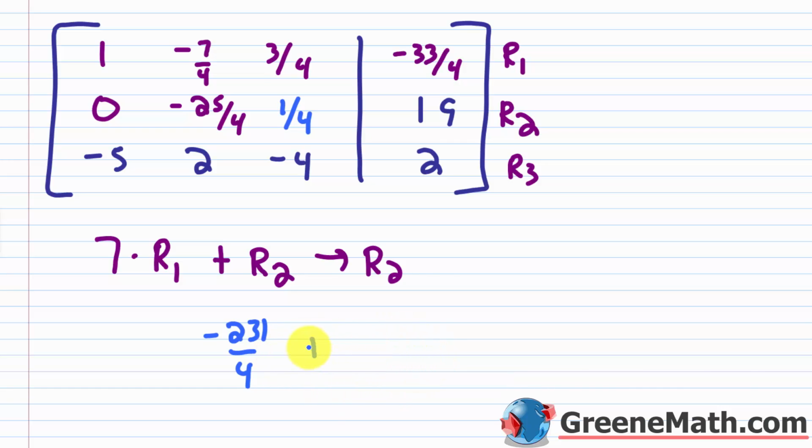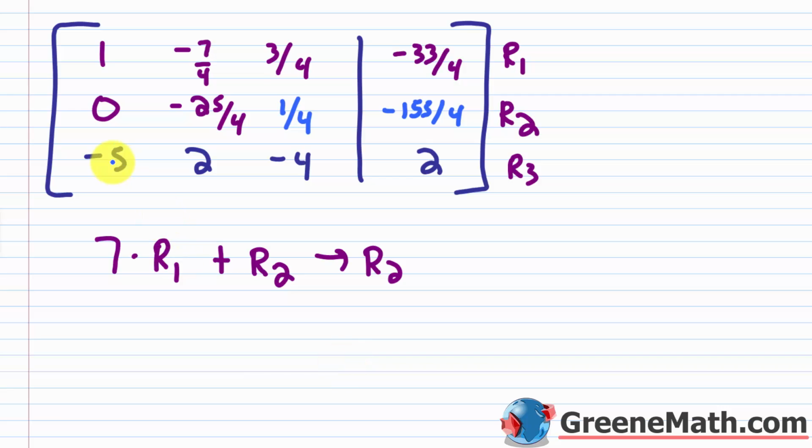Now, what I can do to get a common denominator, 19 times 4 is 76. So I can say this is 76 fourths. So negative 231 plus 76 is going to be negative 155. And this is over 4. Okay. All right, so that part's done.